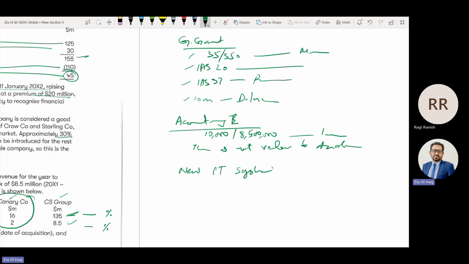So the company has installed a new IT system due to early stage control weaknesses. For early stage control weaknesses, there is one professional term that we can use, that is called a teething problem. Teething problems.